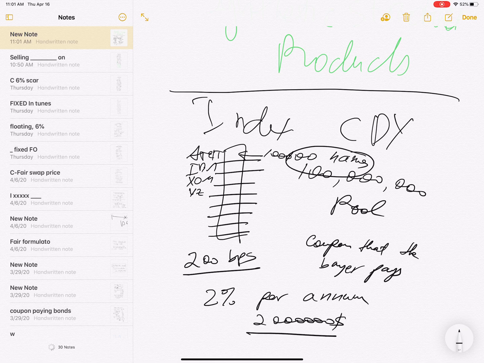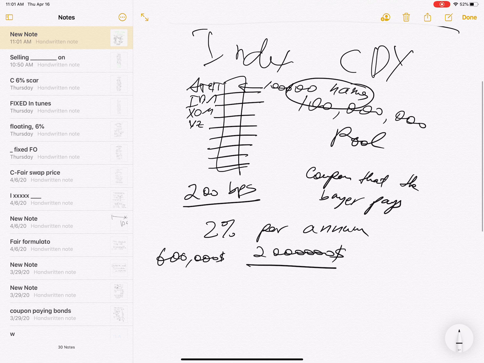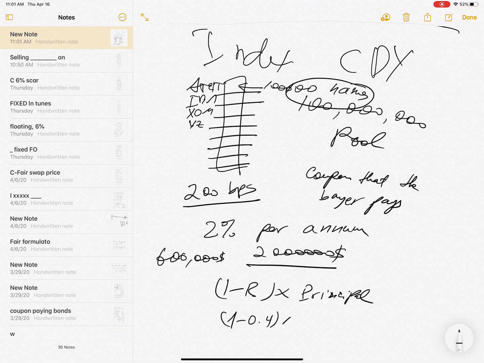All right? So now, if one name defaults, let's say AT&T defaults, you as a seller will pay $600,000. Why would you pay $600,000? It's the same formula, 1 minus recovery times your principal, but now the principal per name. So it's 1 minus 0.4 times $1 million, which is $600,000.